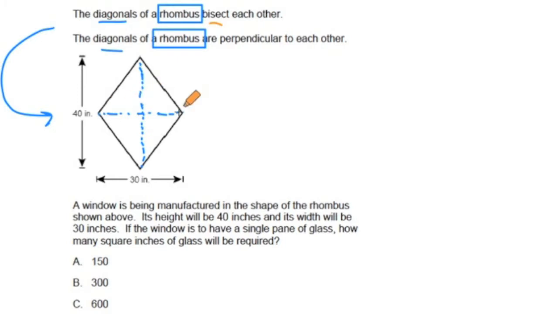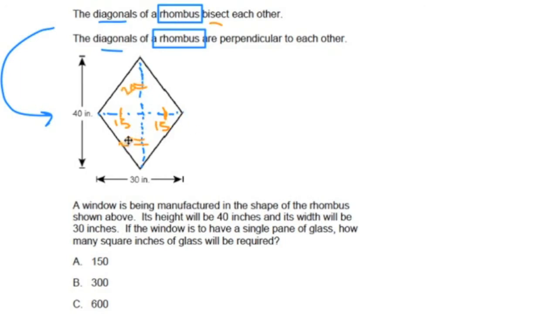Now bisect means it cuts it in half in equal segments. So this first diagonal here, it's 30 inches, is that right? Well, it's bisected, which means that this half of it is equal to this half. So if this is total 30, that means that this part is 15, and this part is 15. And the top part, which is a total of 40, well, it's bisected too, which means half of 40 is this one right here. It's equal to this right here. So half of 40 would be 20, and this would also be 20.